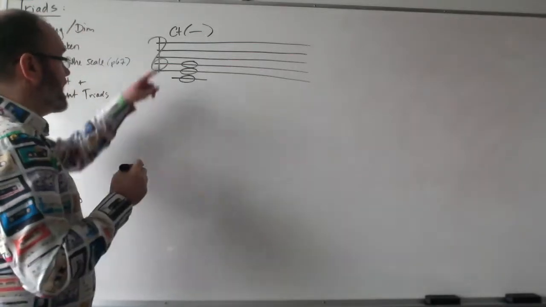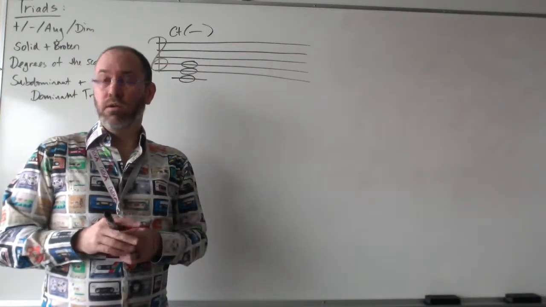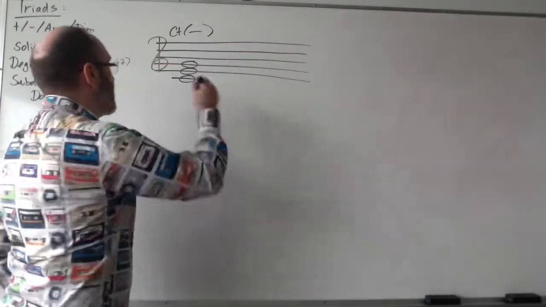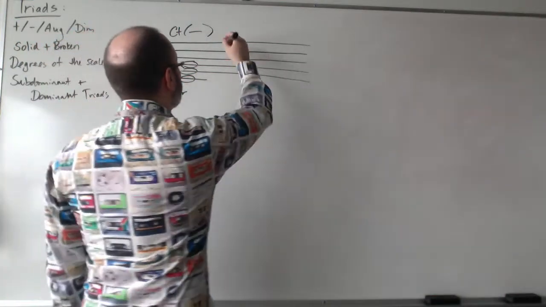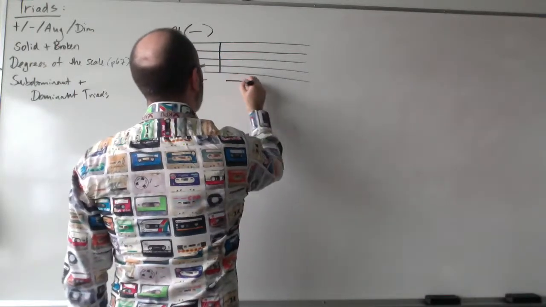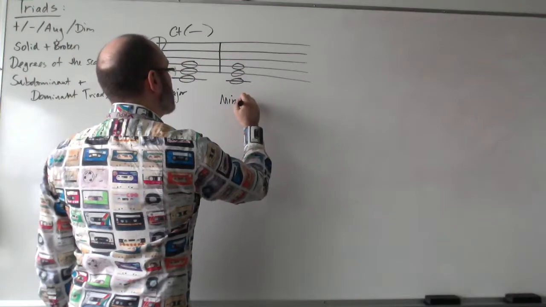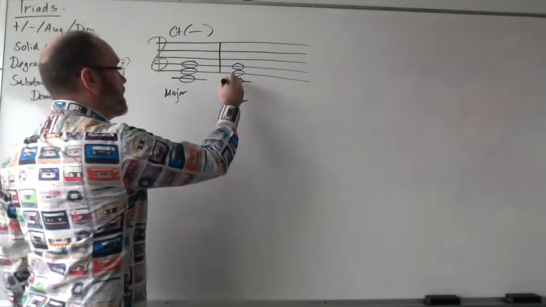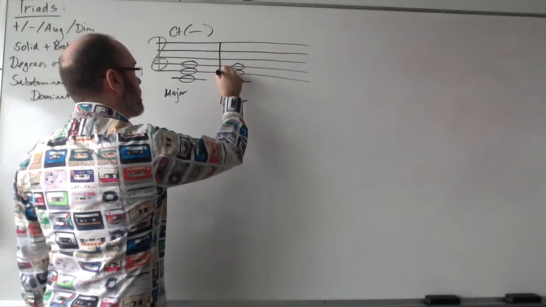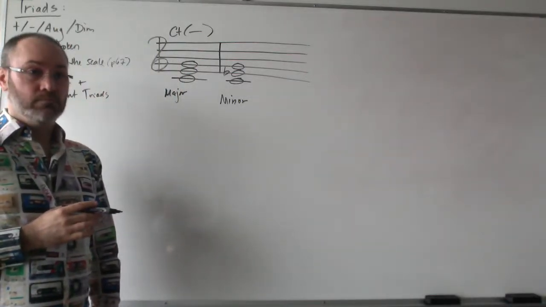Now, if all of these notes are correct within the key signature, this is just a major triad. So we go major triad. Let's draw it again. If we want to turn this into a minor triad, all that we have to do is lower the third. We go 1, 2, 3. This is the third. We lower it by one semitone. And now it's minor. Okay?